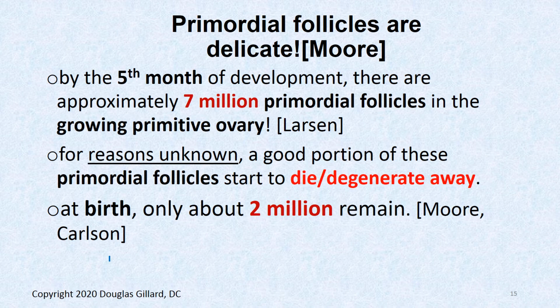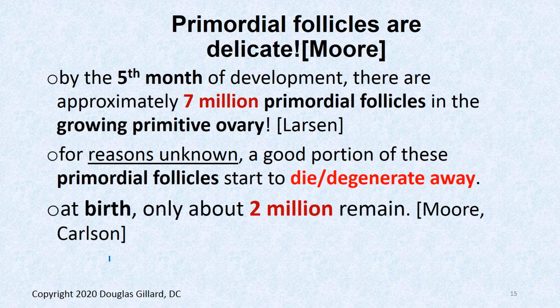By the 5th month, there are about 7 million primordial follicles in our ovary. Other cells have been dividing to create an ovary, and this is going on within the ovary. So our primordial follicles are within the ovary. And by month 5, there's 7 million of them. That's crazy. And then all of a sudden they start dying. We don't really know why that occurs, but a lot of them die.